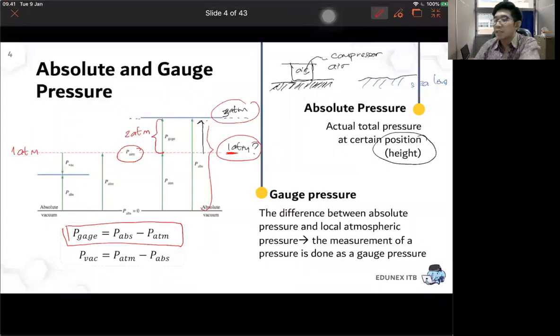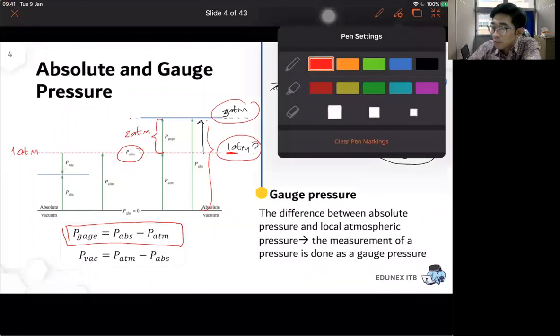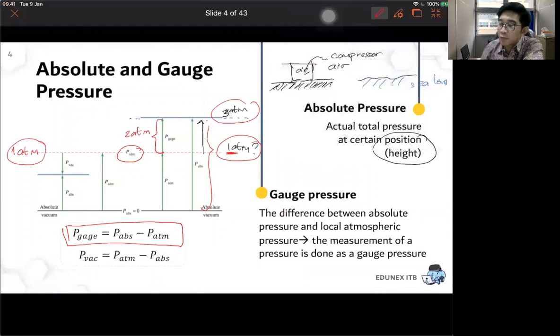Okay, I'll explain again. When the tank is open, the pressure inside the tank will come to the atmospheric pressure. For example, the value is 1 atm. Then you close the tank. Instead of putting a compressor, now you run what you call a vacuum pump or vacuum compressor. It means you are decreasing the pressure inside the closed tank.